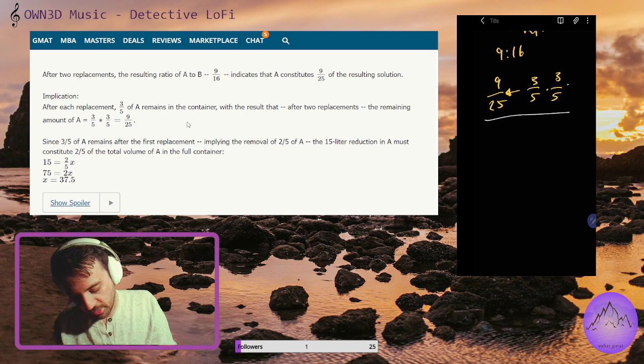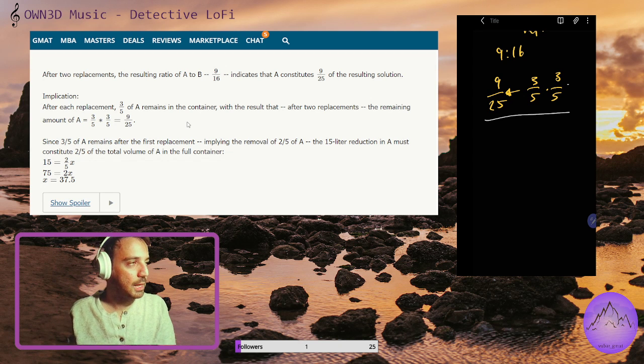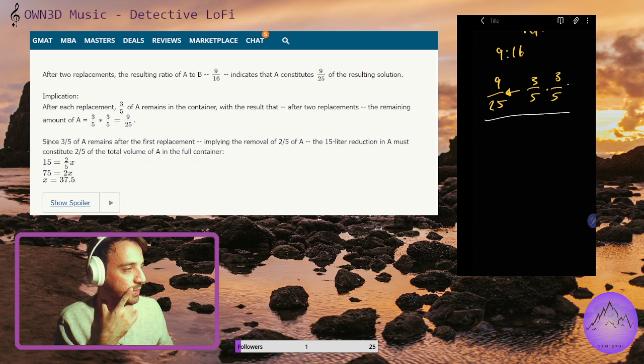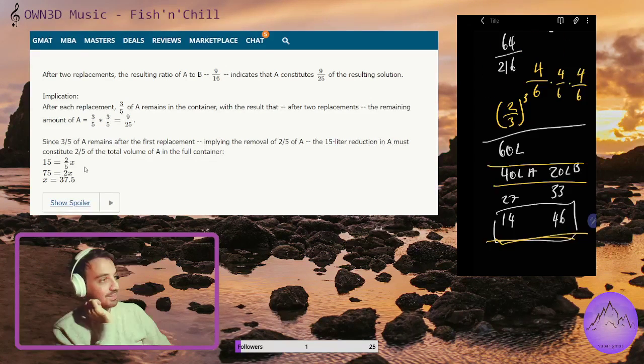Anyway, I'll just follow this train of thought to the end. The 15-liter reduction in A must constitute 2/5. So 15 liters is 2/5. Then how much is the original? That's easy enough. Multiply 75 divided by 2, 37.5. Okay, so that makes sense.